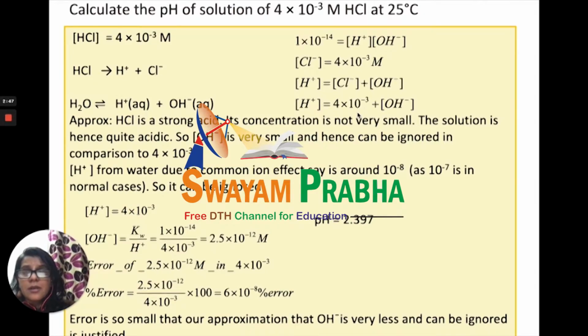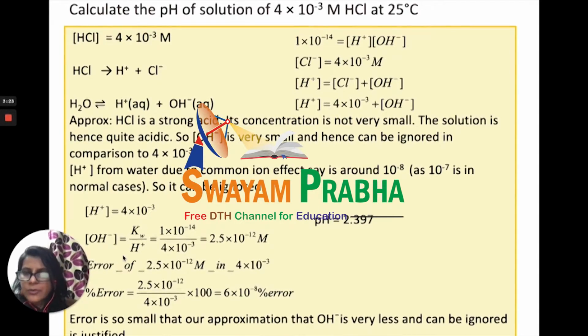Almost all the H plus is coming from the dissociation of HCl. It must be remembered here that the dissociation of the water is suppressed due to the common ion effect and the Le Chatelier principle, which is favoring the backward direction. So the concentration of the H plus in the solution from the water is very less. So H plus is equal to 4 into 10 to the power minus 3 molar. So this will result in a pH of 2.397.